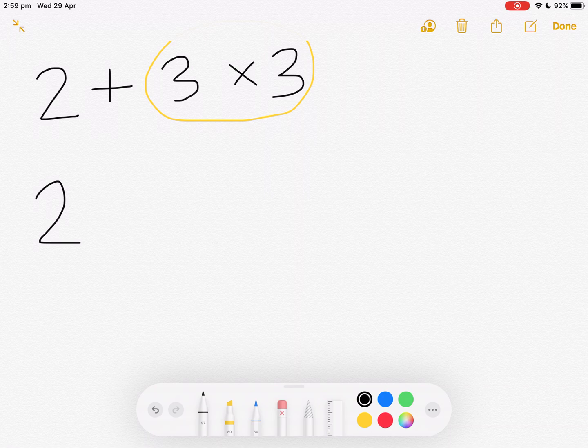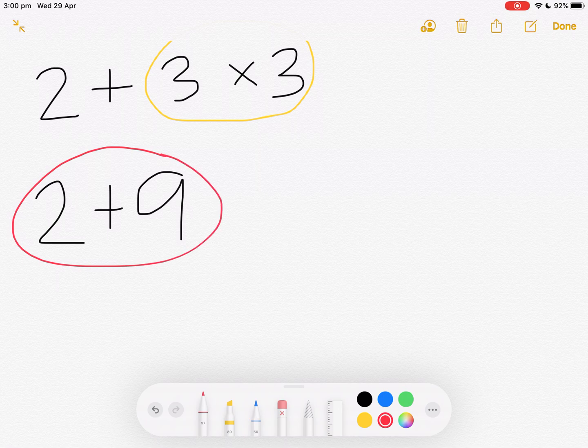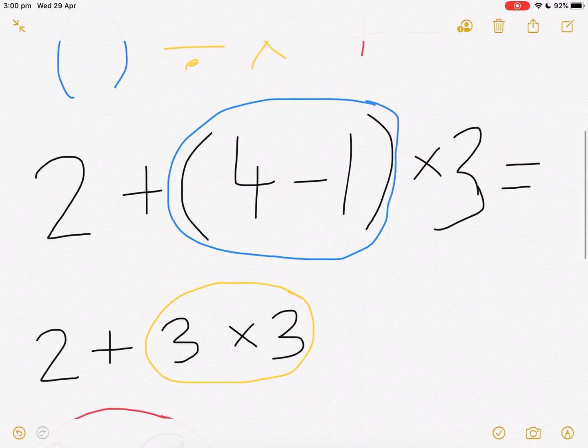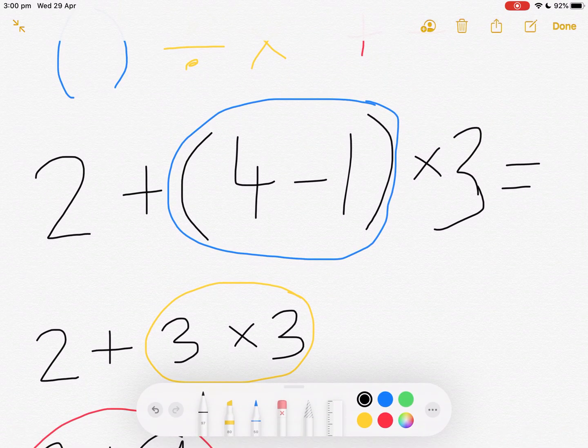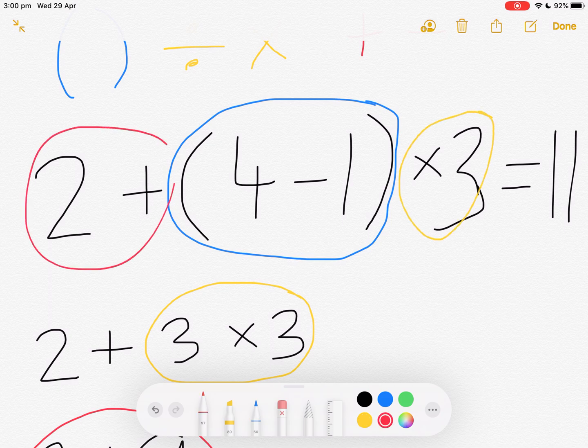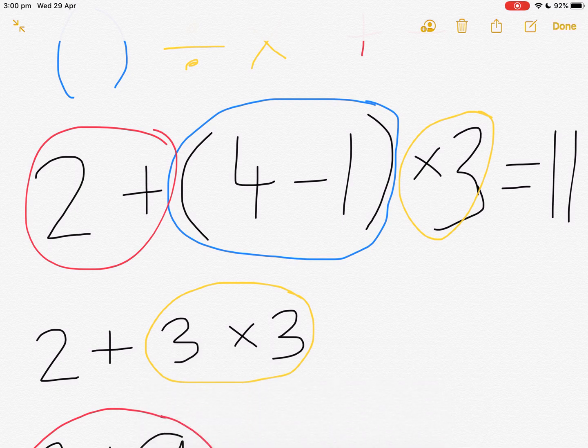So my addition stays here the same. I'm not up to that yet. 2 plus, but 3 times 3 is 9. And then lastly now, addition and subtraction. That's the final thing that you do. So now I've got 9 plus 2. 11 would be my final answer. Quick summary, I did the brackets, then I did the multiplication, and then lastly I did the addition.